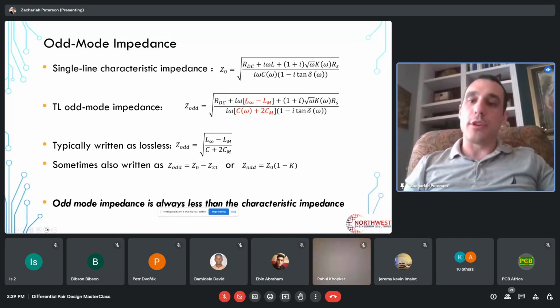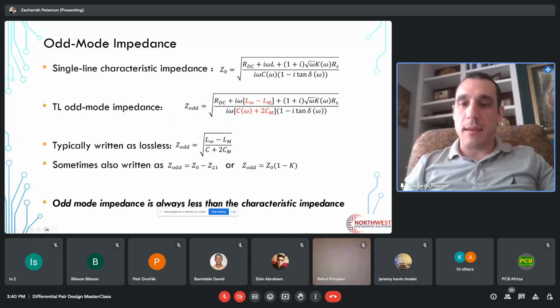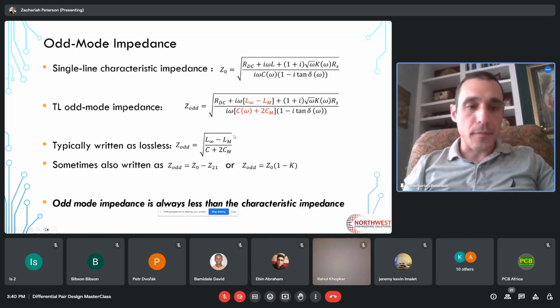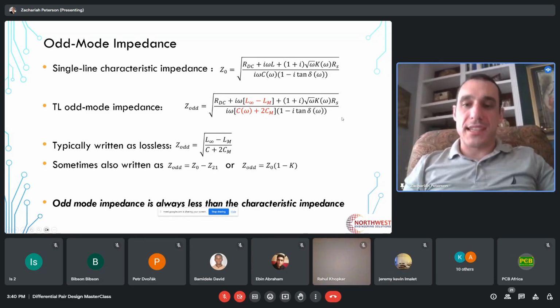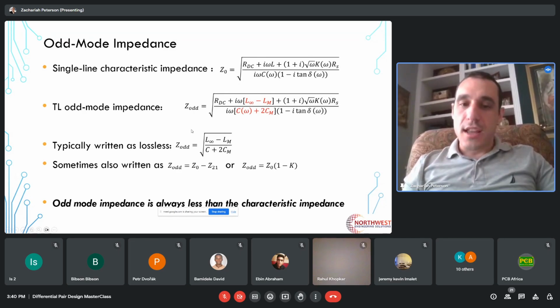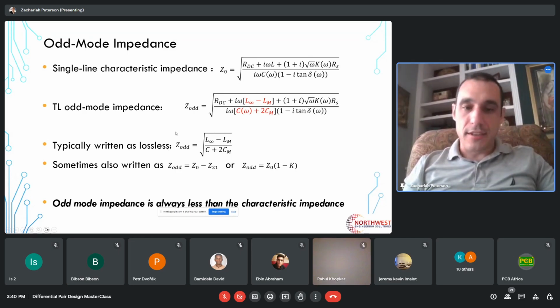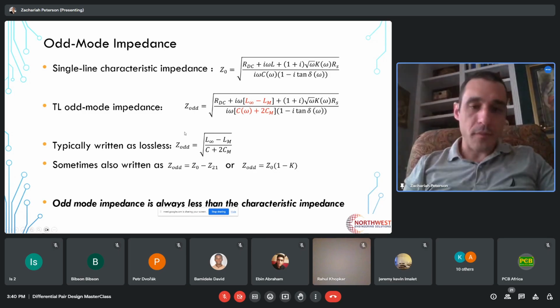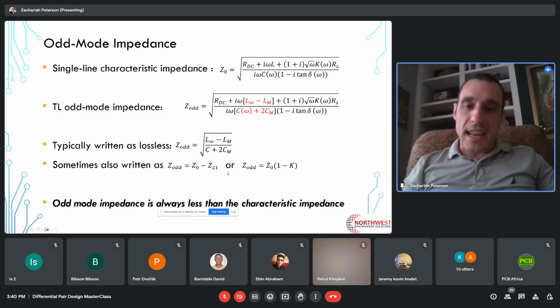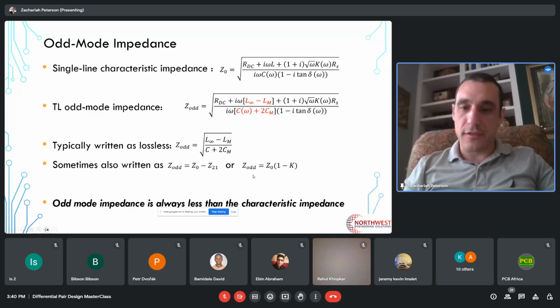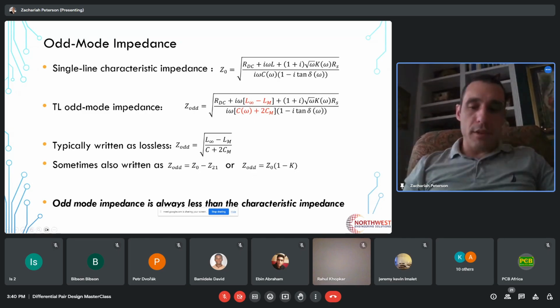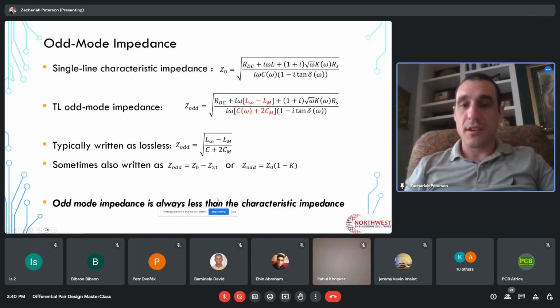And so I've written that in here. We have this L sub M term and this C sub M term. Typically what you will not see is this big formula that I show here. Typically what you'll actually see is Z odd down here, written in this lossless form. Some people will also write it as this coupling impedance, Z21. And then sometimes you will see this K coefficient to define the odd mode impedance. What is important here is that the odd mode impedance is always a little bit less than the characteristic impedance.